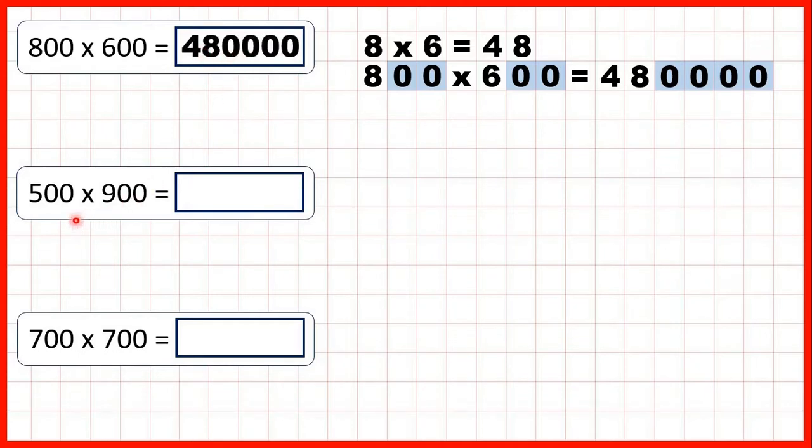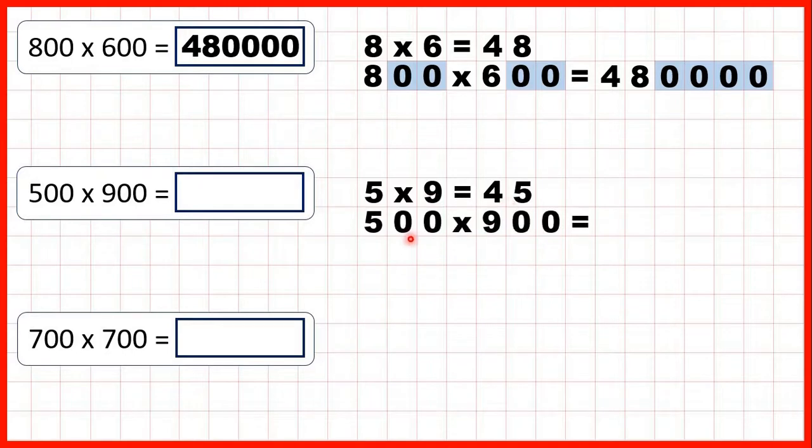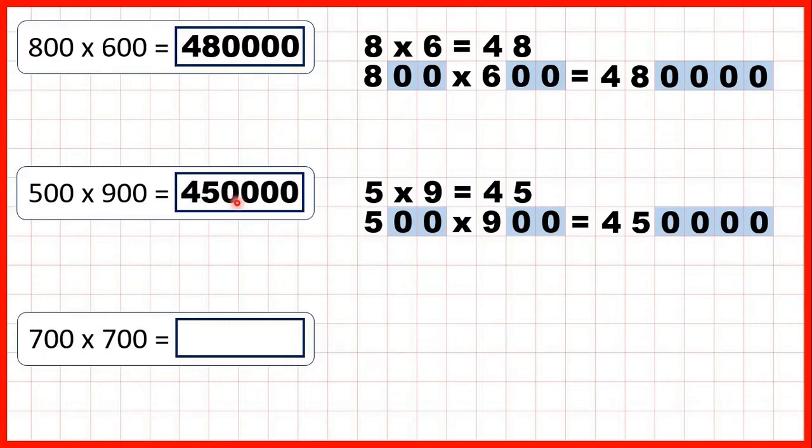480,000. Now we have 500 times 900. We know that 5 times 9 is 45. So 500 times 900 is 450,000. That's because after we've done 5 times 9, we can count 4 end zeros in the question, so we know that we need 4 end zeros in our answer.